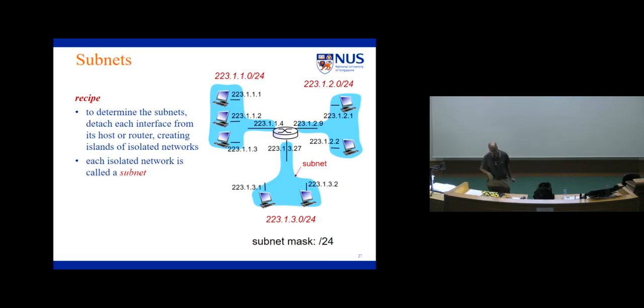So if I look at this particular example, the subnet on the top says 223.1.1.0/24. That's the subnet mask.